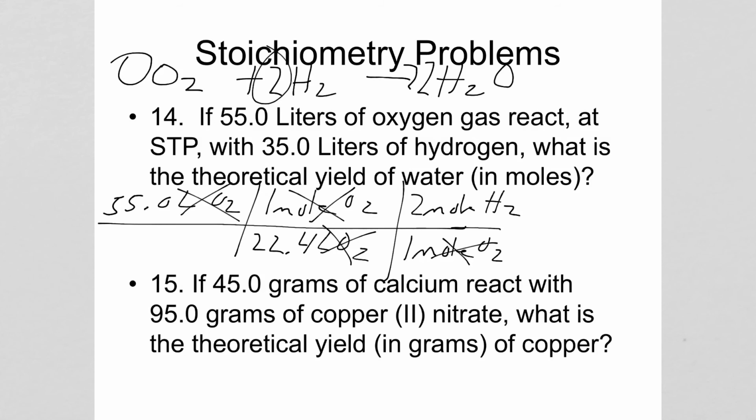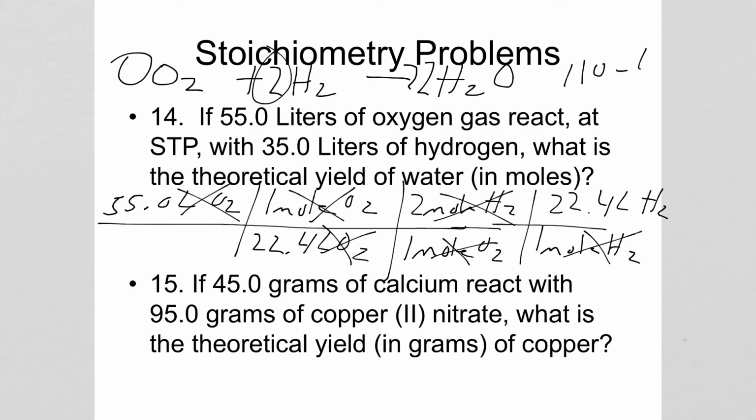So now we can multiply, and when we do, we get 110. But back up, we need to go one more step. Since we were given liters, let's go ahead and convert from moles of hydrogen to liters of hydrogen. So at STP, 1 mole of hydrogen is 22.4 liters of hydrogen. Notice that everything cancels out except for liters of hydrogen. Multiply across the top, divide by the bottom, and when we do, we come up with 110 liters of hydrogen.